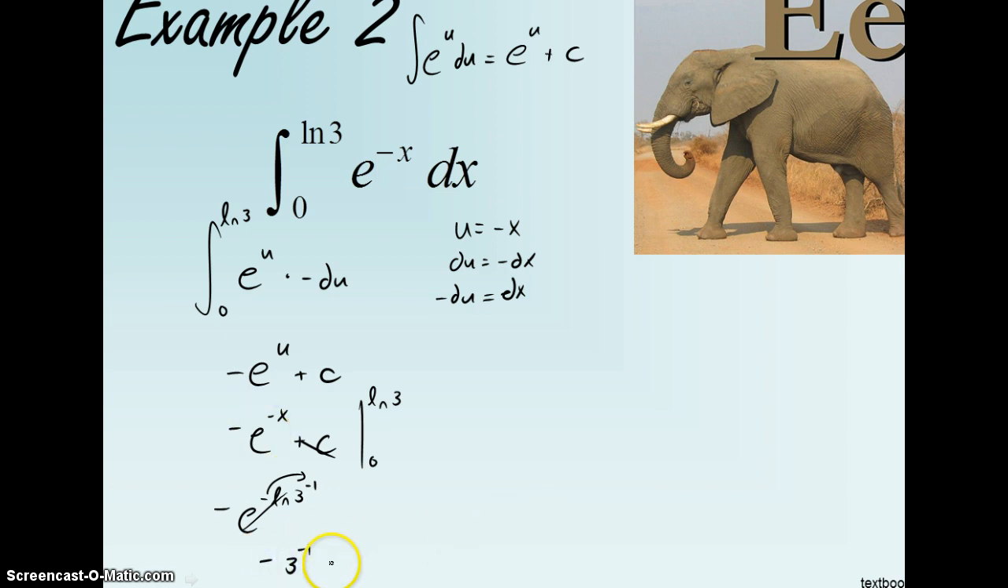When I plug a 0 in there, it's going to become plus e to the negative 0. You can really make 0 negative. e to the 0 is just 1. So now I'm going to get negative 1/3 plus 1, which becomes 2/3. And I've got an answer.